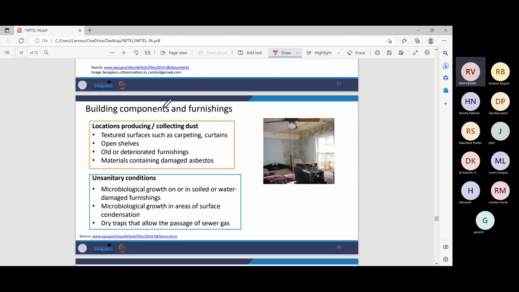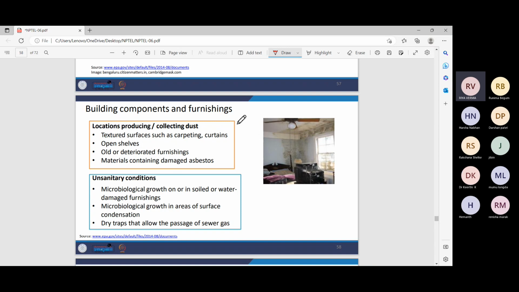Then your building components and furnishings, for example, the locations that tend to either produce or collect dust. For example, textured surfaces such as carpet and curtains tend to collect a large amount of dust. Then your open shelves, then your old and deteriorated furnishings, and materials containing damaged asbestos.